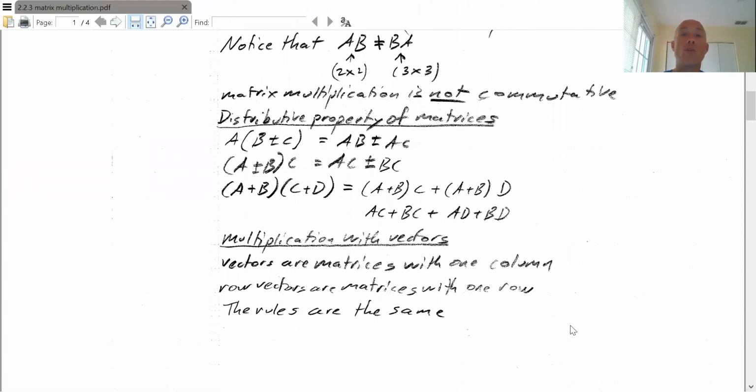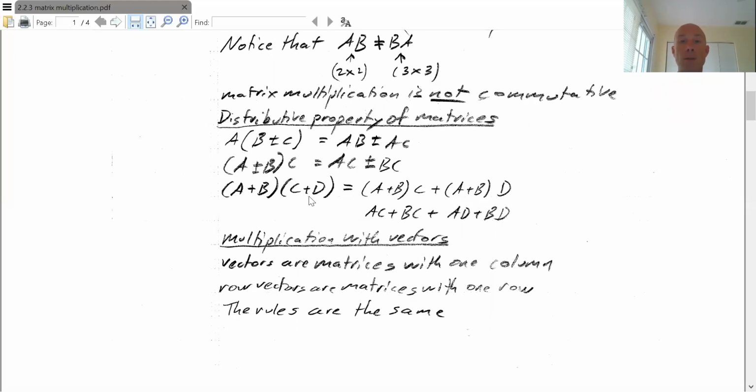All right, now there are distributive properties of matrices. So if I take parentheses A plus or minus C, multiply by A on the left, I can distribute, so it's AB plus or minus AC. If I have A plus or minus B in parentheses and I multiply by C on the right, I can distribute just like I did with regular numbers. The difference here is I can't switch the order. If A is on the left, A has to stay on the left. If C is on the right, C has to stay on the right.